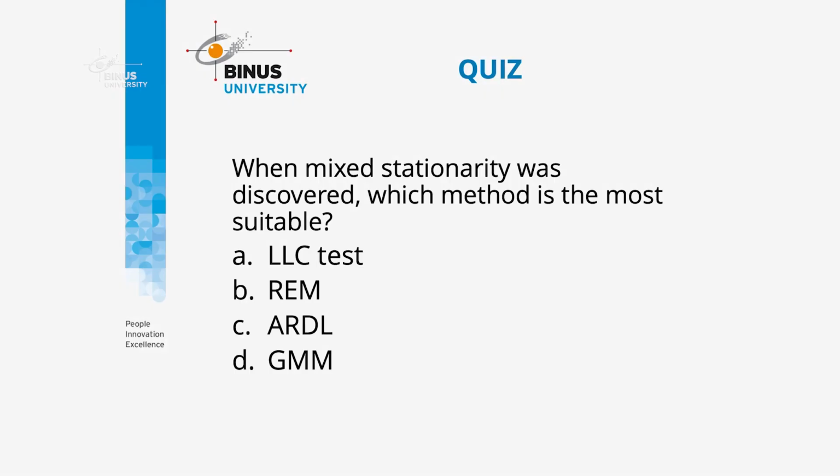So here we move to the quiz. When mixed stationarity was discovered, which method is the most suitable? A. LLC test, B. Random effect model, C. Autoregressive distributed lag, and D. Generalized method of moments.